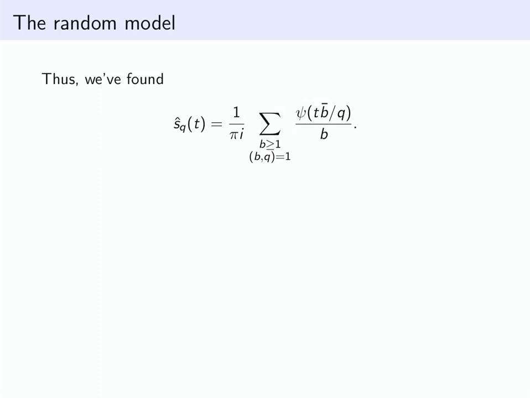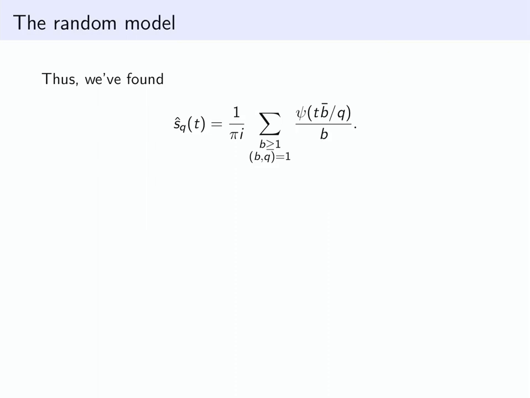Well, what we're going to do is compare to a suitable random model. We're going to say, how should this thing typically behave? And all of the game is in this B bar. How should you think about B bar?